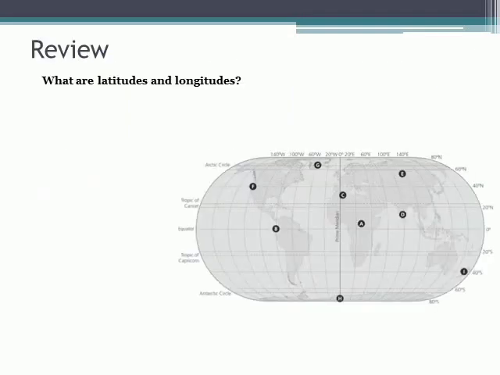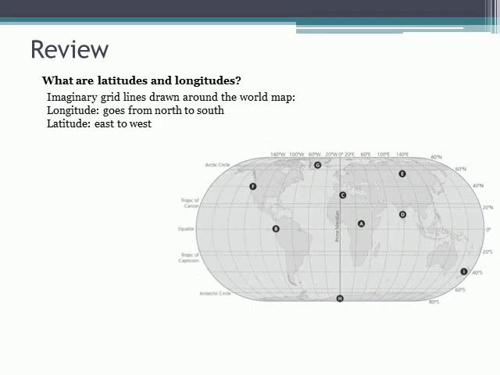A quick review from last lesson. What are latitudes and longitudes? They are imaginary grid lines drawn around the world map. Longitudes go from north to south and latitudes from east to west. So have a look at the world map from your textbook here.